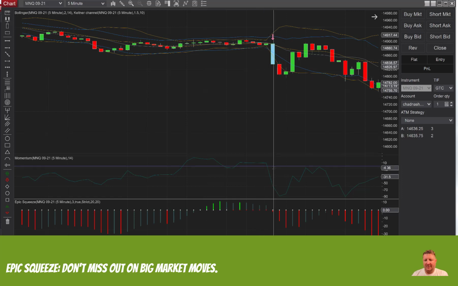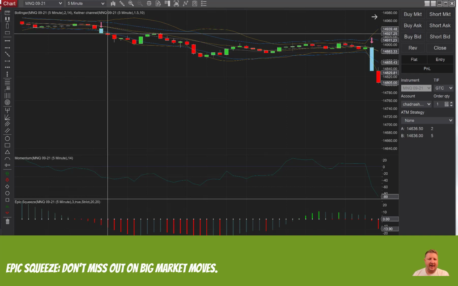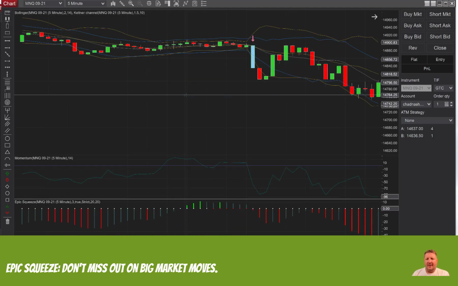And where was the momentum? Down, right? It was low. So we went short. Same over here. Momentum was below zero. We went short. And we had just left the Bollinger Bands and Keltner channels. And as they expanded out, it entered. The crossover was here. So that's the setup for this.